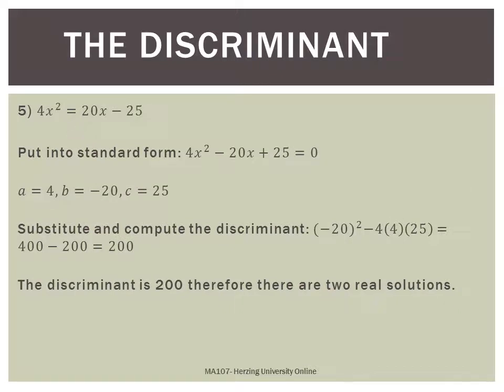Example 5. 4x squared equals 20x minus 25. We have to put this into standard form. 4x squared minus 20x plus 25 equals 0. a equals 4, b equals negative 20, c equals 25. Substitute and compute the discriminant. Negative 20 squared minus 4 times 4 times 25 equals 400 minus 400, which is equal to 0. The discriminant is 0, therefore there is one repeated real solution.